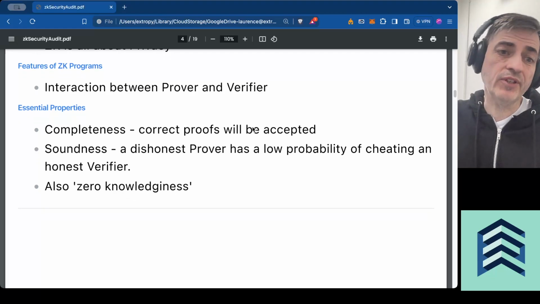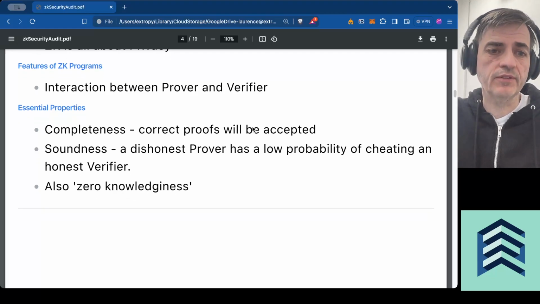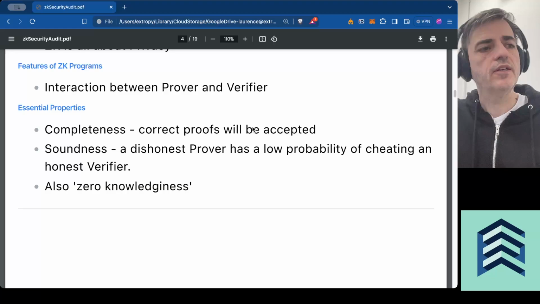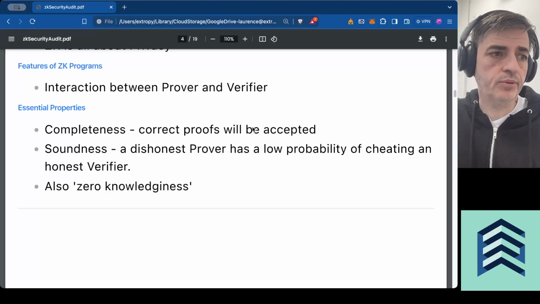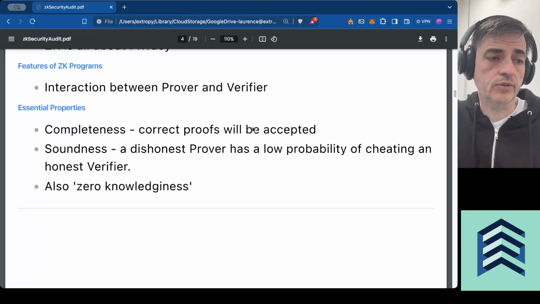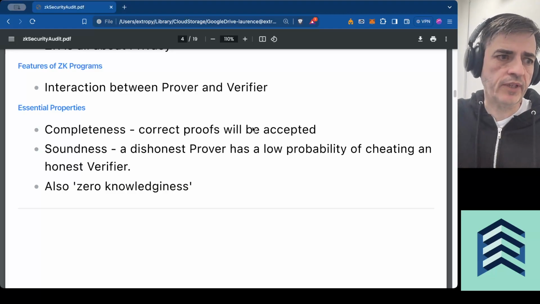We can have an idea of what that probability is, and it is very small. Okay, and then the final essential property we have is zero-knowledgeness, the fact that if there is some kind of private input to the computation or to the proof, this cannot be found by the verifier.